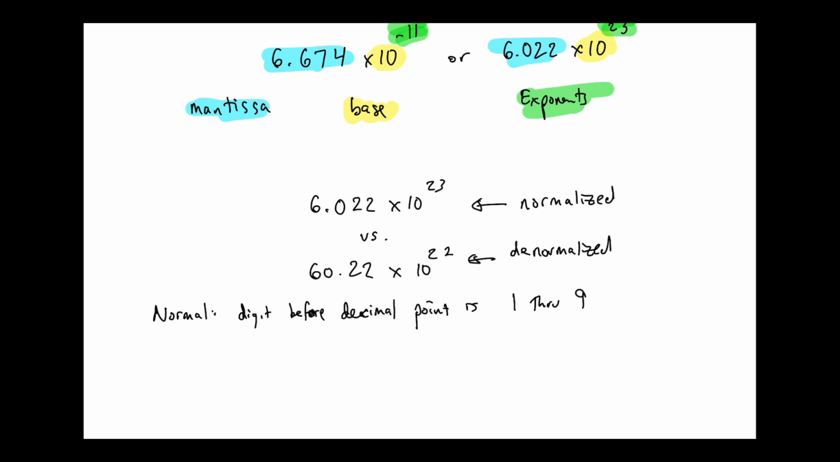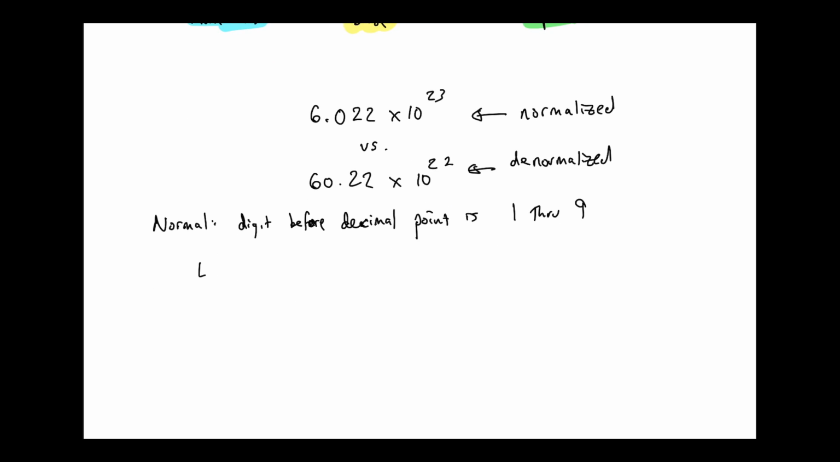For example, how could we normalize this? That would be its normal form. Same number, right? Okay, good. Yes, the digit in front of the decimal point shall not be a zero.